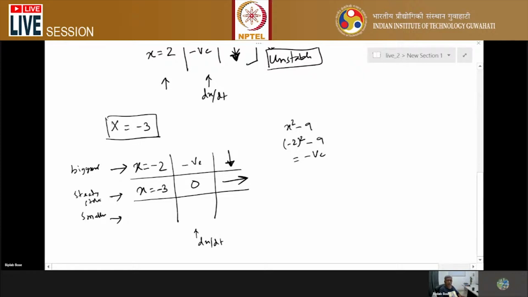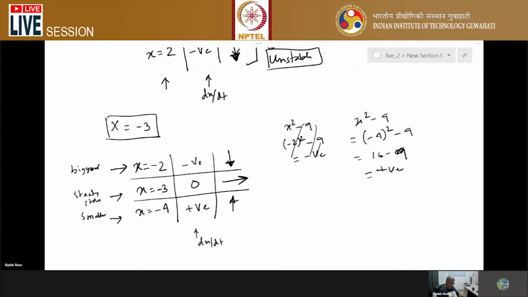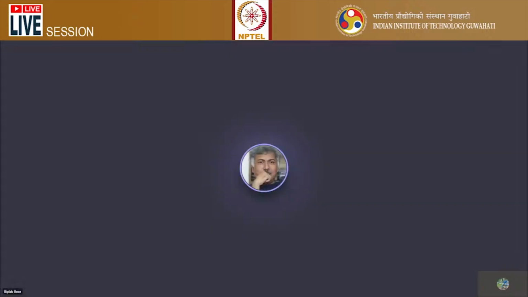Take a value of x which is smaller than minus 3. Okay, minus 4. I do the calculation again. x square minus 9 equal to minus 4 square minus 9. So this is 16 minus 9. So this is positive. So I have positive. So both the arrows in this case are pointing to the steady state.